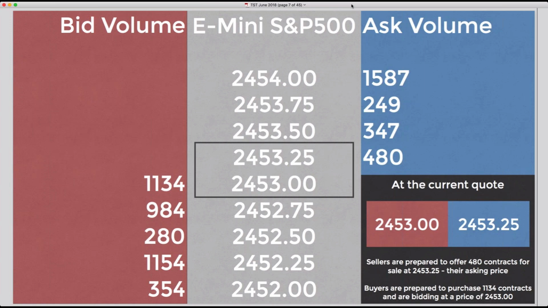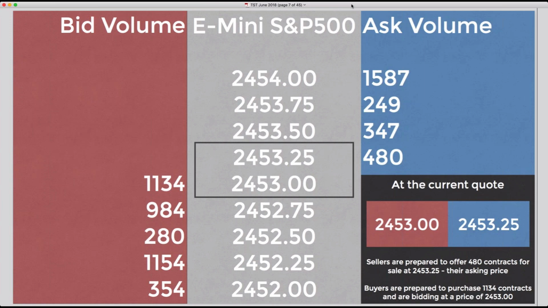So if you are going to trade at market at the current quote, which is 53 to 53 and a quarter in this example, if you want to buy, if you're going to lift the ask, lift the offer, you're going to pay 53 and a quarter. If you want to sell to somebody who's prepared to buy, and here we've got 1,134 contracts available, then you are going to hit the bid. You're going to sell into one of those 1,134 contracts, and that is the advertised volume.